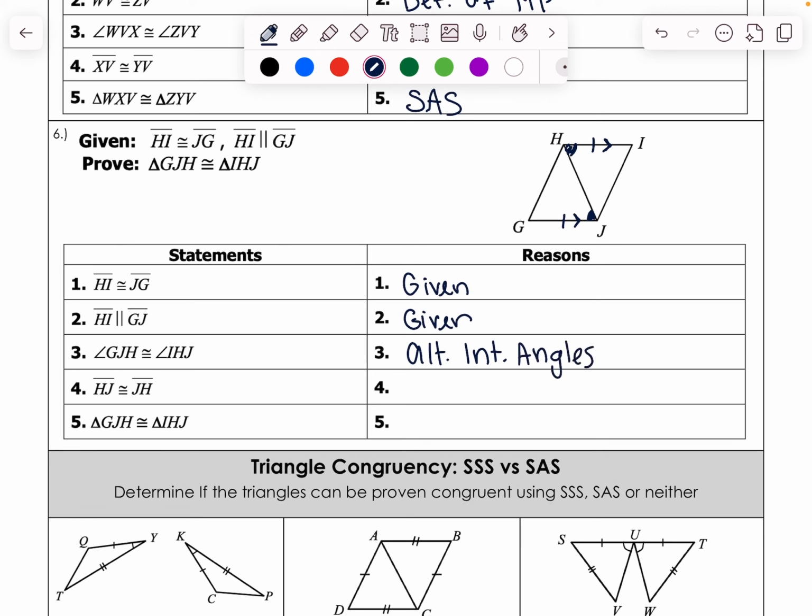Okay, so then the next one is HJ is congruent to JH. That's saying it's congruent to itself, and that is the reflexive property. And then we can say the triangles are congruent by SAS.